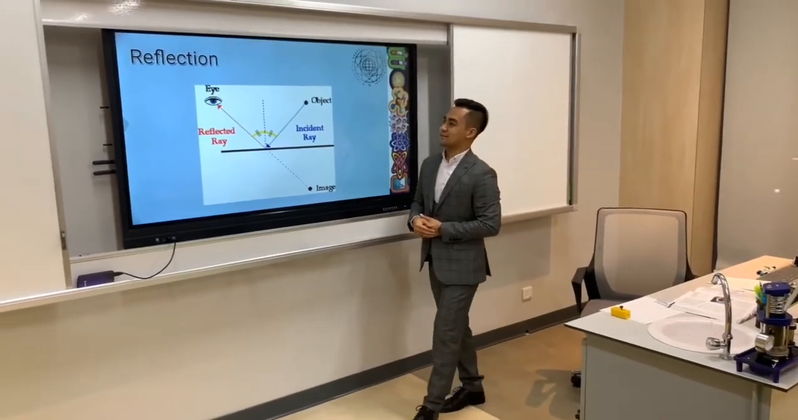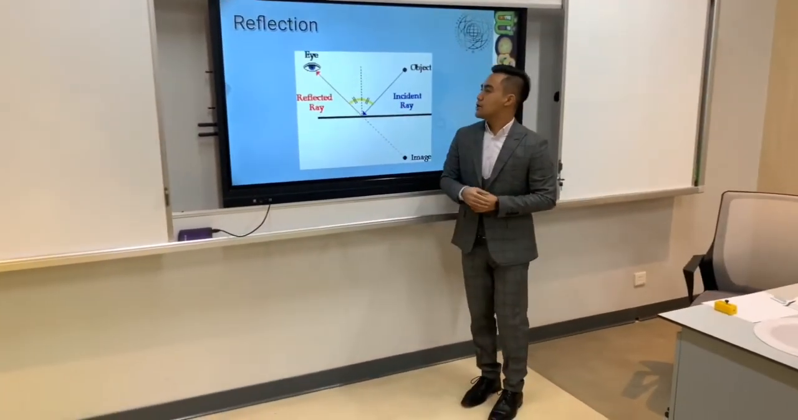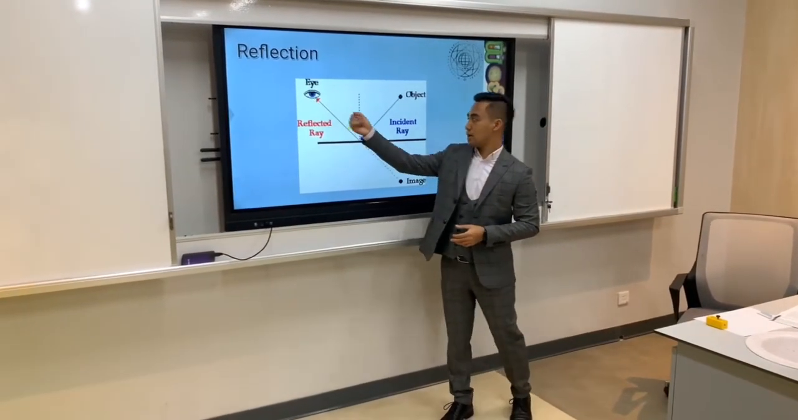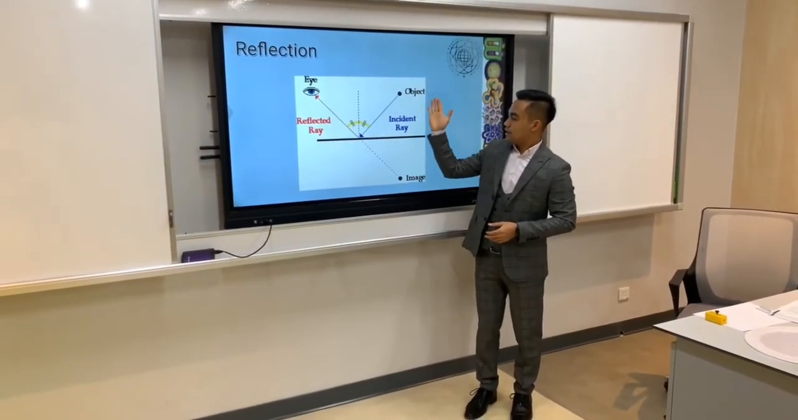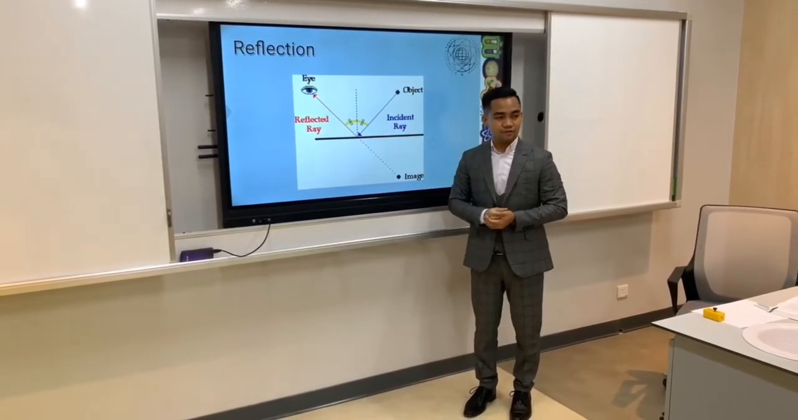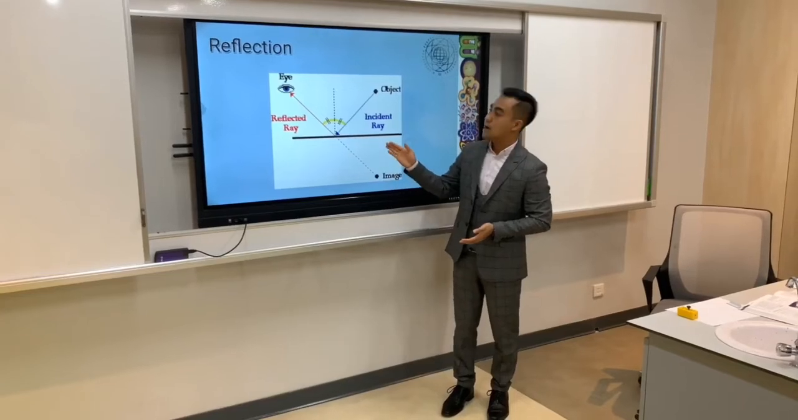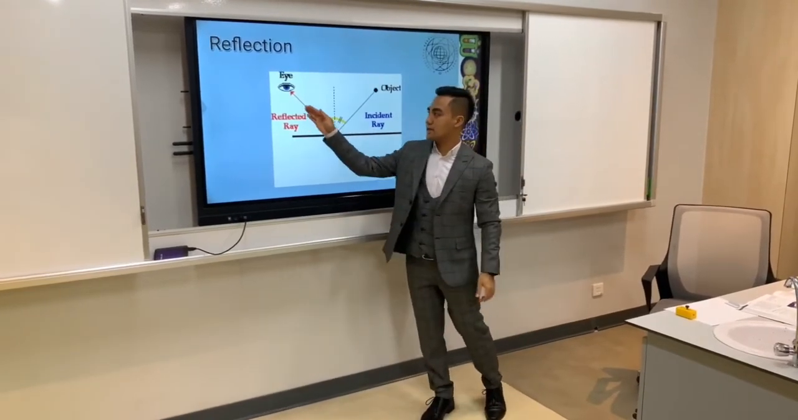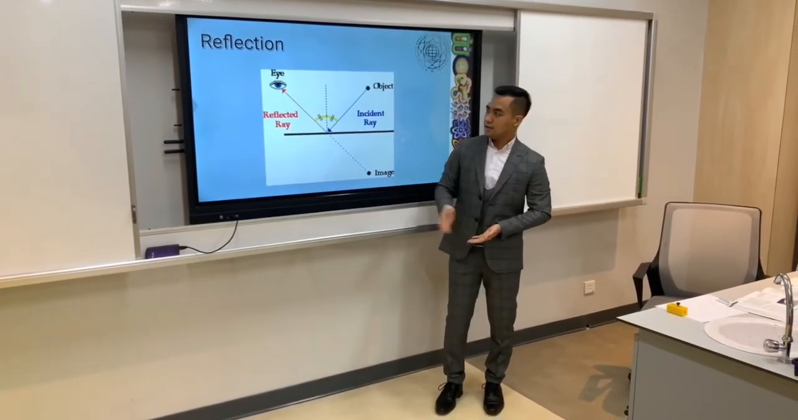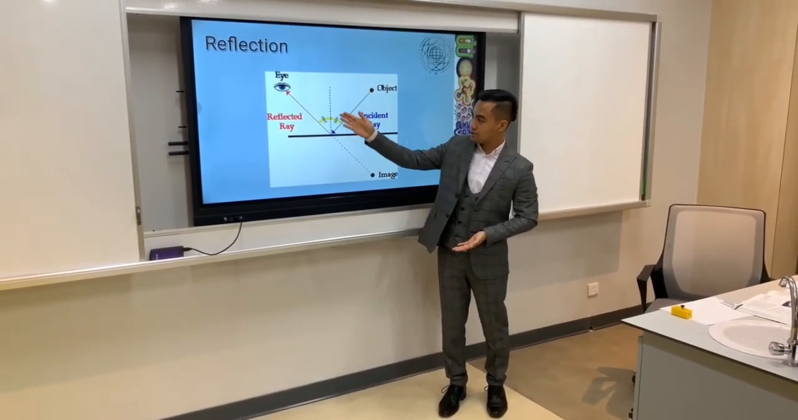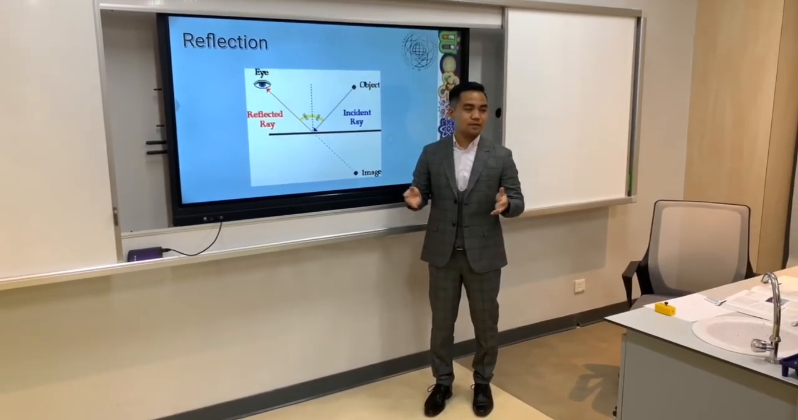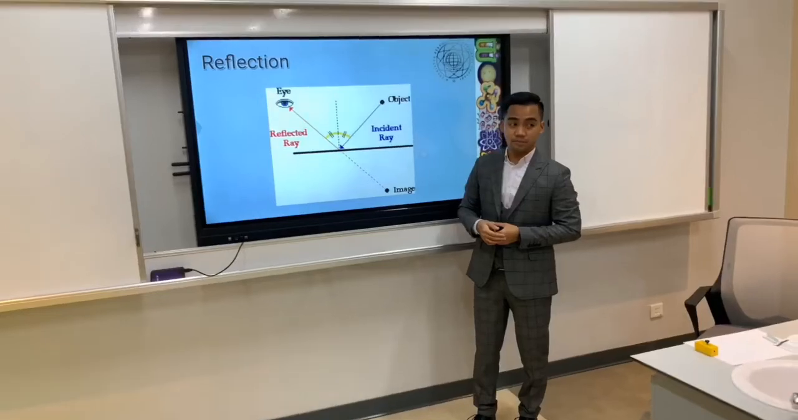Okay, let us discuss this diagram right here. So we have the object here and the observer. So the incident ray, of course, from the object as it hits the surface of the mirror, it is expected to reflect. And that's why we have this reflected ray. And this center imaginary line here is called the normal line, which is perpendicular to the surface of the mirror.